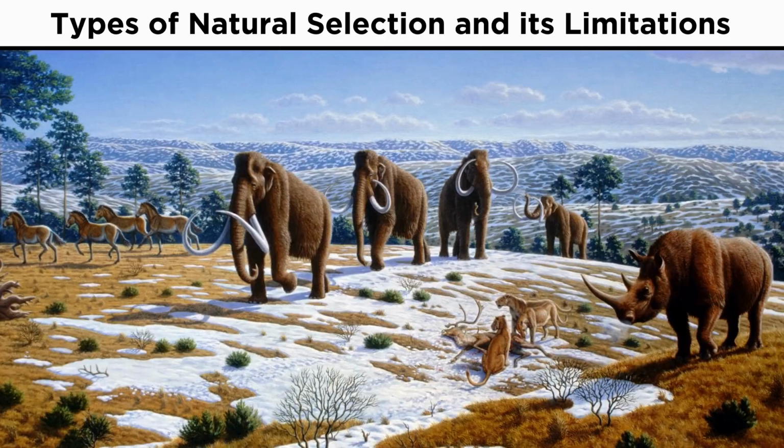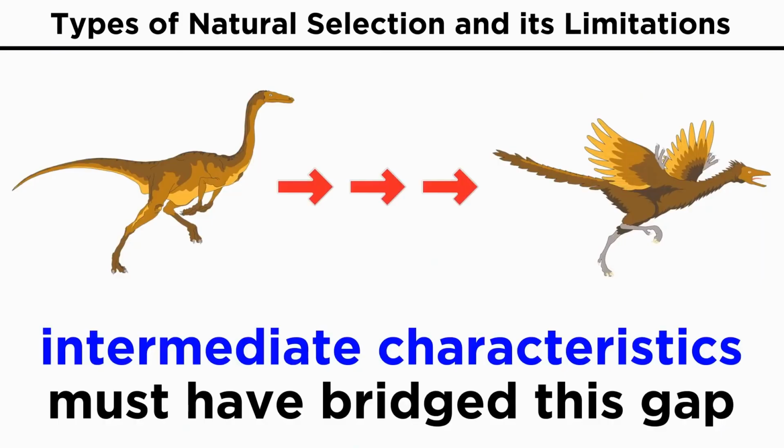But with all this, we must recognize the limitations of natural selection. Nature is blind, and it works with the traits at hand. It can't build new features from scratch. When land-bound creatures evolve into flying ones, they don't just sprout wings. Their arms slowly become wings over many generations and many intermediate characteristics.